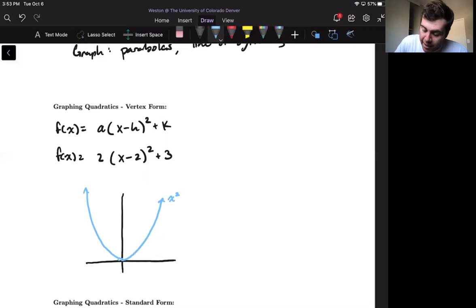This function has been shifted to the right by 2 units. So we go over 1, 2. And it's been shifted up by 3 units. So 1, 2, 3. So the new graph is going to look something like that, and we'll draw it stretched out just a little bit. The 2 stretches.